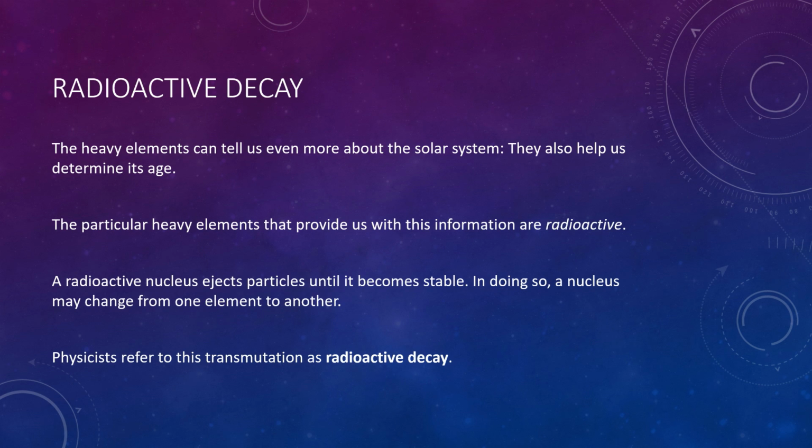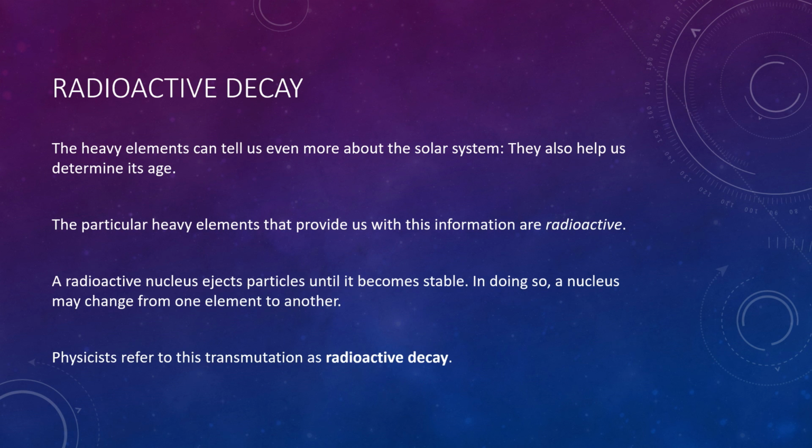The heavy elements can tell us even more about the solar system. They help us determine its age. The particular heavy elements that provide us with this information are radioactive. A radioactive nucleus ejects particles until it becomes stable. In doing so, a nucleus may change from one element to another. Physicists refer to this as radioactive decay.